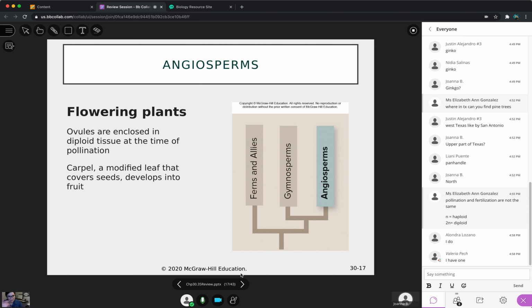Gymnosperms are naked seeds. They have cones. And so now we're going into angiosperms. Angiosperms are flowering plants. So these are going to be the ones that have the most species. They're also the most diverse. And what we know about flowering plants also is that they do create a fruit.